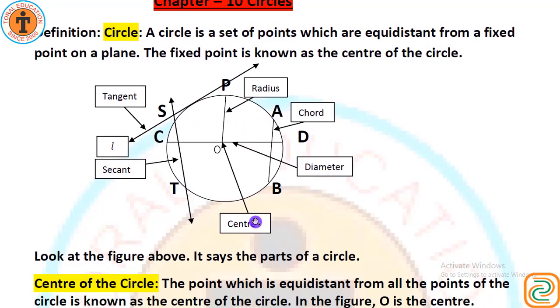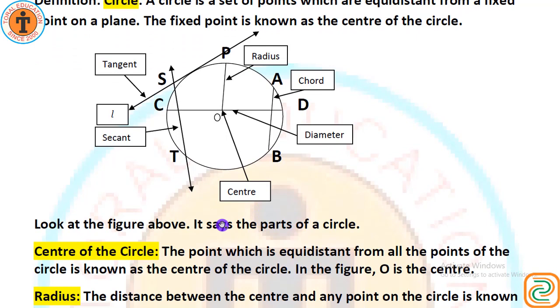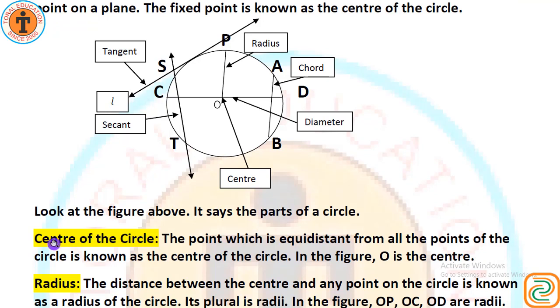Second definition, look at the figure above. It says the parts of a circle. This figure says parts of the circle. So first of all, center of the circle. The point which is equidistant from all the points of the circle is known as the center of the circle. These are points of the circle, and this point O is equidistant from all the points. So this O is known as the center. Here O is the center.